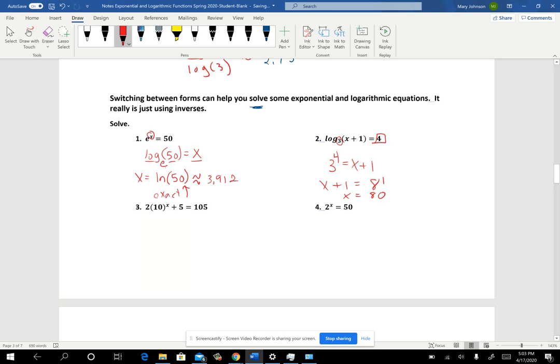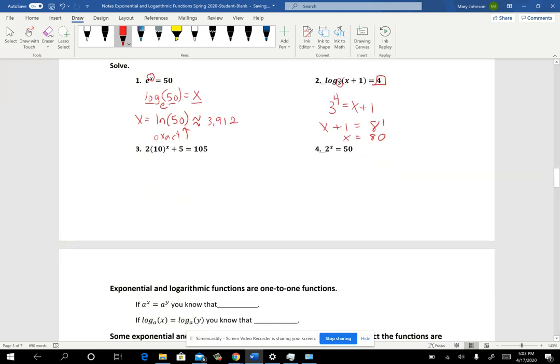All right, and then question number 3, you are going to use the same notion at some point, but you have a little more unwrapping to do. Right here, we were ready to take the log of both sides to undo that exponential base e. But here we have to undo adding 5. So that's going to give us 2 times 10 raised to the x power equals 100. Now we're going to undo the multiplying by dividing by 2. That gives us 10 to the x equals 50.